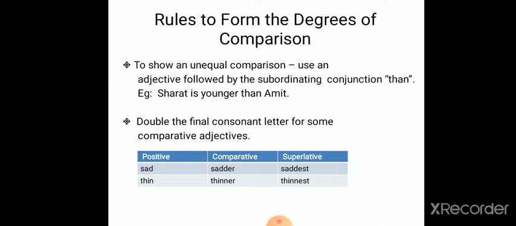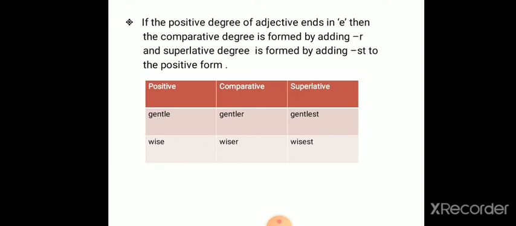Now next rule. If the positive degree of adjective ends with e, then the comparative degree is formed by adding r and superlative degree is formed by adding st to the positive form. Now let's see how it happens. Like for example, in the positive degree, if the word is given gentle, that means last alphabet is E in the positive degree, right? So here what will happen? Only R will be added to the comparative degree, and in superlative degree ST will be added to the word. So in comparative degree it will become gentler, and in superlative degree it will become gentlest.